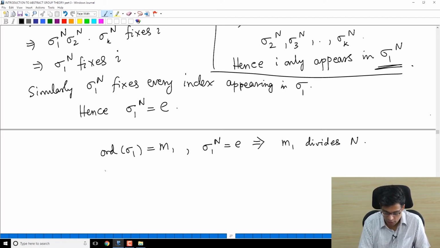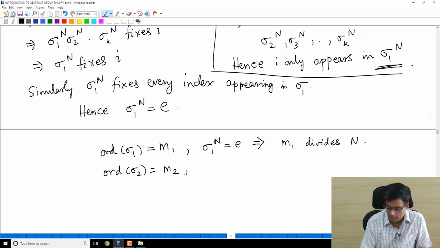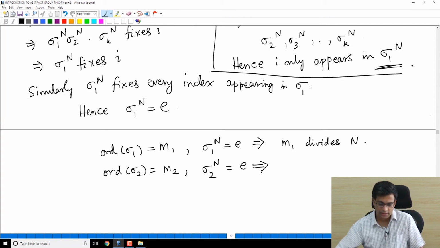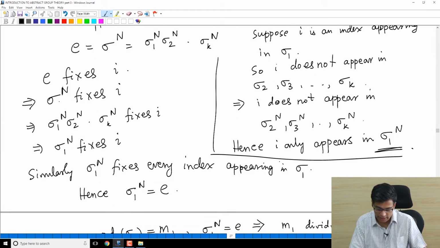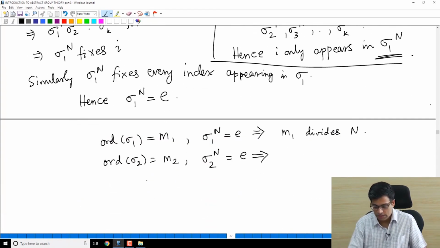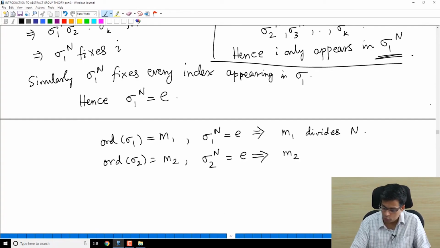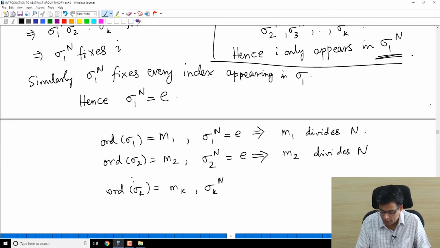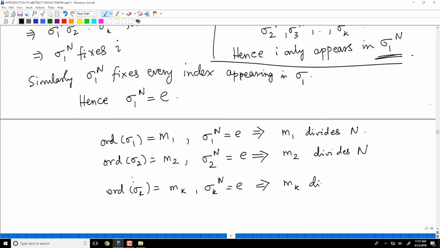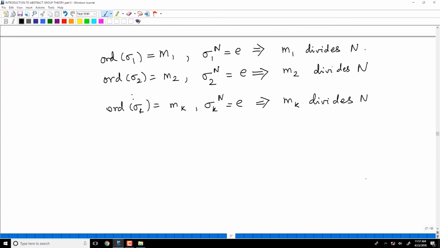We have argued with sigma 1, we can argue with sigma 2; the same argument will show that sigma 2 power n is also identity, right? There is nothing special about sigma 1. Sigma 1 power n is identity means sigma 2 power n is also identity. So m2 divides n, and so on. Order of sigma k is mk and sigma k power n is also identity by the same argument. So mk divides n, so each mi divides n.